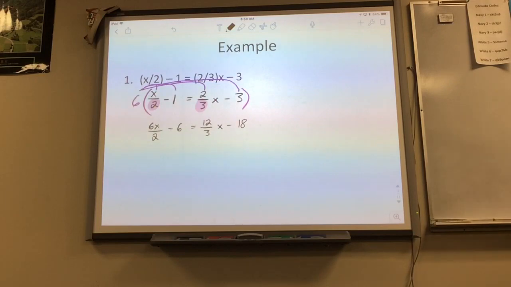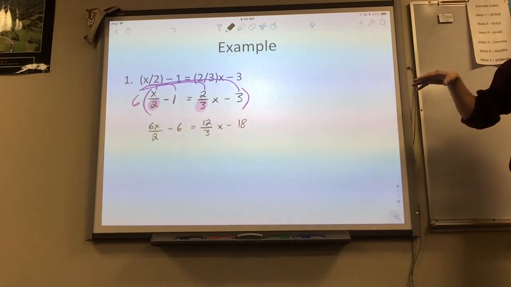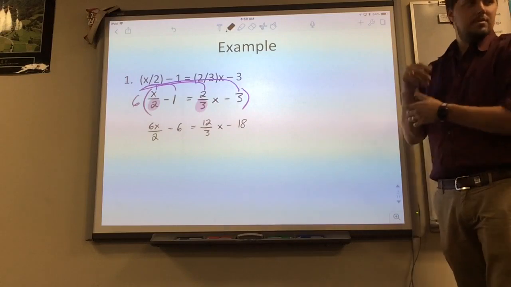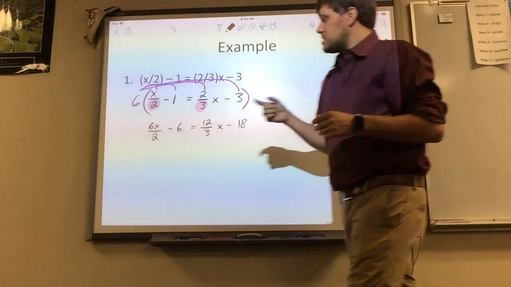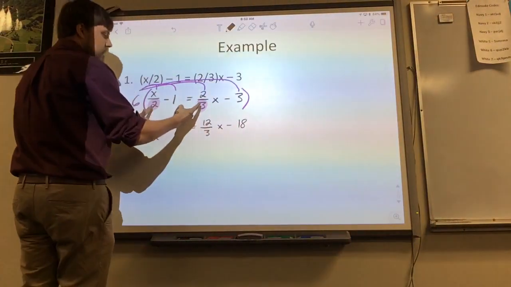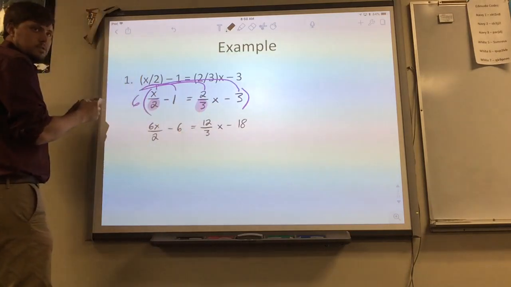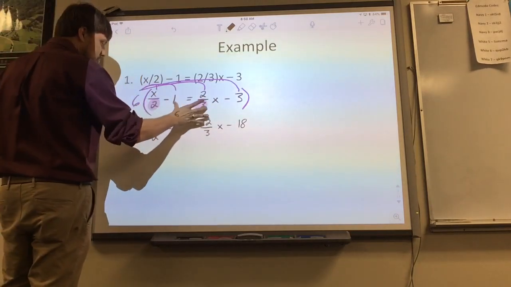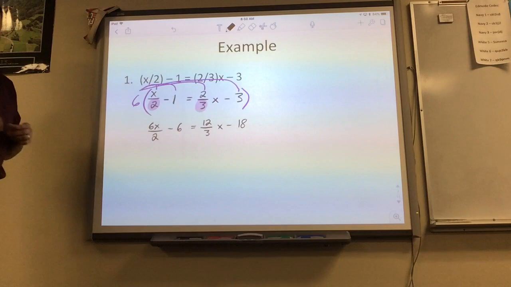Anybody confused at how I got to that step? I don't know how you got the 6. The 6, I figured out the least common multiple of all my denominators. In this case, I had 2 and 3. Both of those can turn into a 6, so that's what I'm going to multiply.